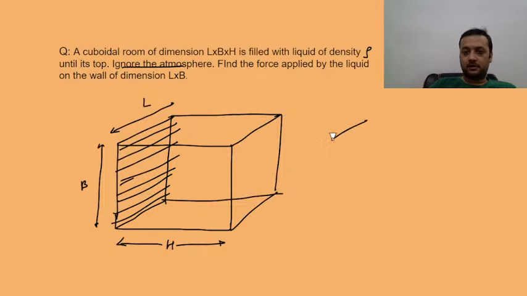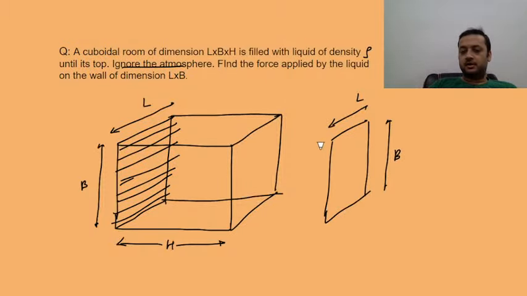If you look at this wall, L into B, why can you do this? Why is this logic correct? The reason is that if you move to a distance y and take a vertical strip, the force dF acting on this strip is the pressure there, which is y rho g, multiplied by the area, which is L dy. dy is the thickness of the strip.